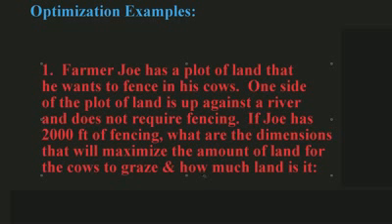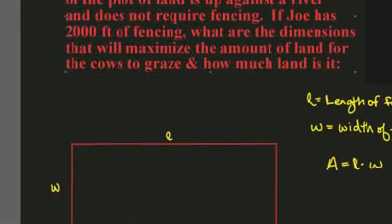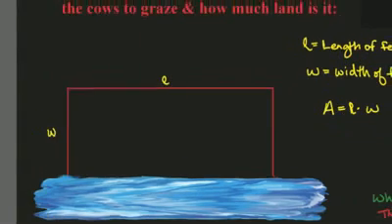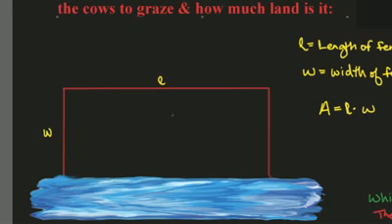So now that we've read it, let's reread it and write down the pertinent information. So we have a plot of land. We know we've got a river. We've got to draw a diagram, and hopefully when you're done doing that, you get something that looks somewhat like this. So here's your plot of land. We're going to have a length and a width. And it makes sense to have the length opposing the river, not the width. That way you use your fencing in the best possible manner.